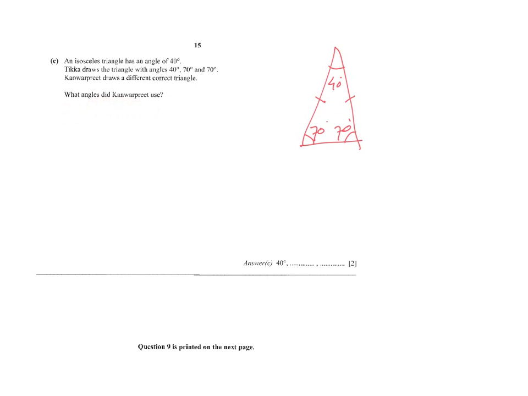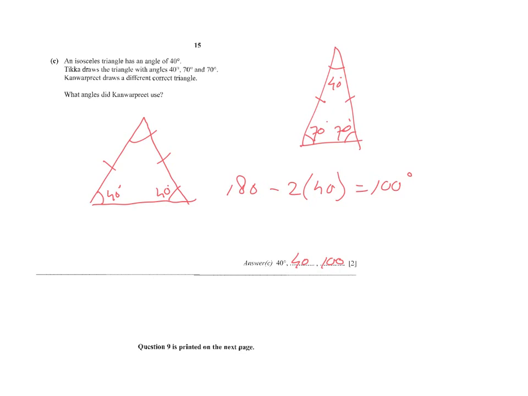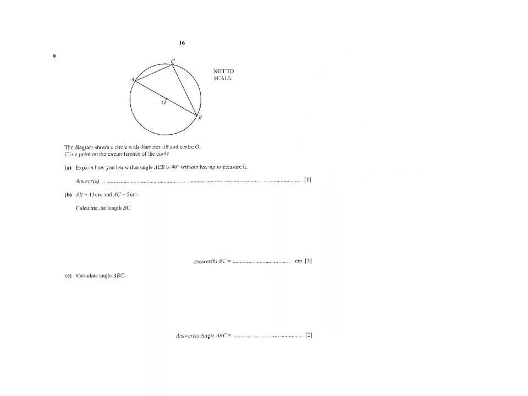Okay, so there's another isosceles triangle, with an angle of 40 degrees, and then you use, well, that's a very bad sketch, by the way, but then you use the base angles being 40 degrees, 40, 40, and then the top angle is going to be 180, the sum of the interior angles of a triangle, take away 2 times 40, so take away 80, which then equals 100 degrees. So which angles does he use? 40, 40 and 100. There we go. I believe we have one more question left, so let's find out.